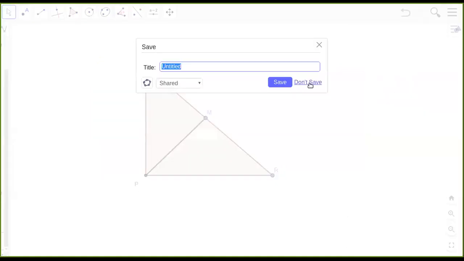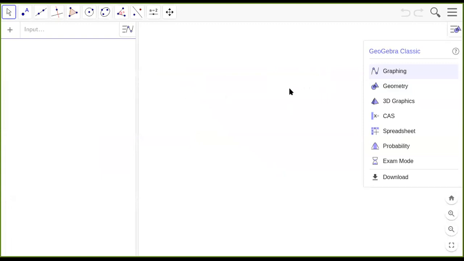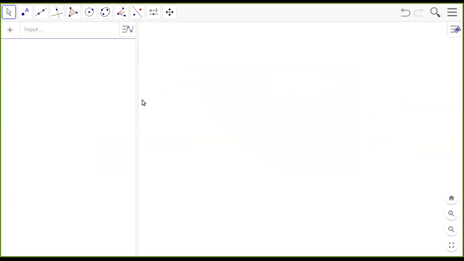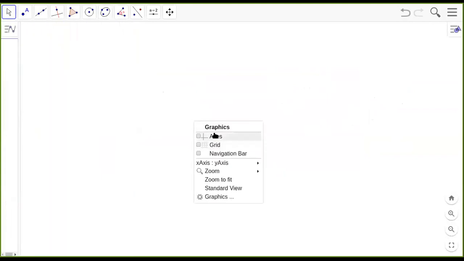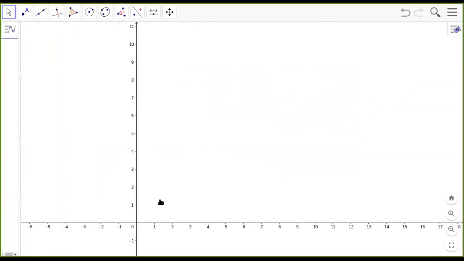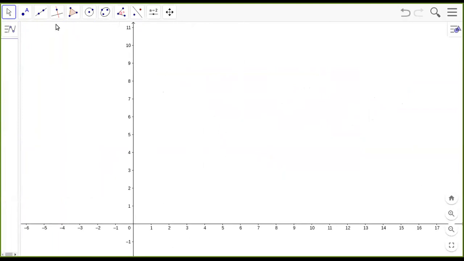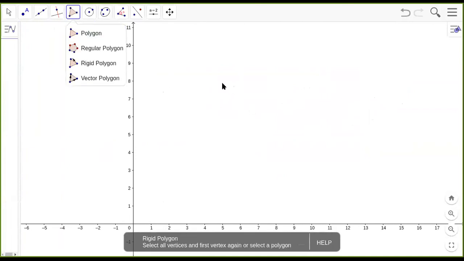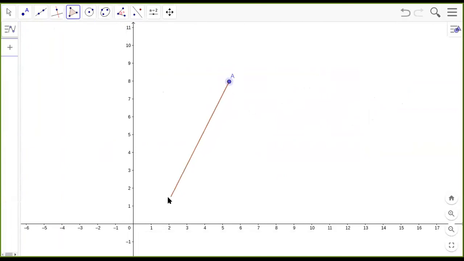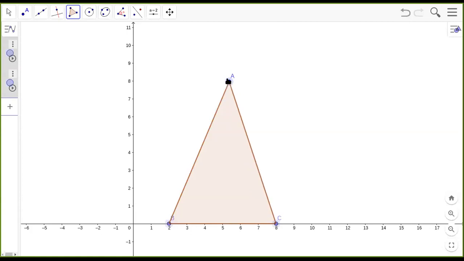I'll just say don't save, so I get a new page. Okay, it's taking some time to load. I'm just keeping the axes so that I can draw the isosceles triangle easily. So let me take the polygon tool, then click here and mark. Okay, that will be my isosceles triangle.